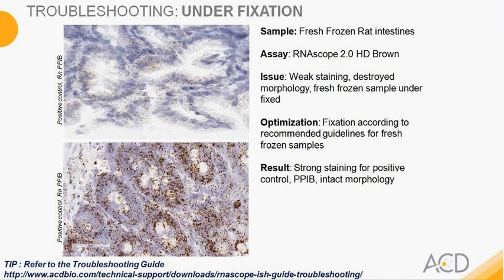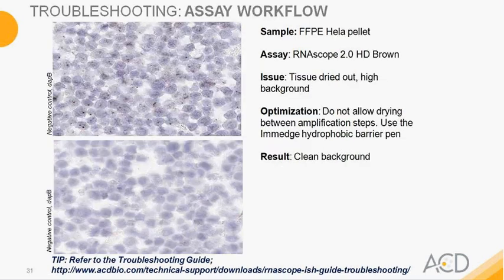The next condition here is underfixation. This is rat fresh frozen intestines, and we're using the same probe, rat PPIB. In the top panel, you see that the staining is weak and the morphology is destroyed. When you perform this assay as we recommend, especially for the fixation conditions for fresh frozen, you note that the staining for positive controls looks great and the morphology is intact. We recommend that you review all these troubleshooting issues in our troubleshooting guide.